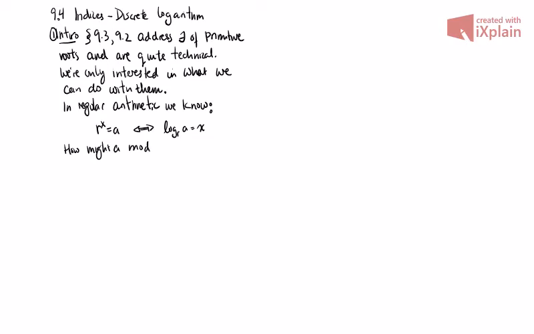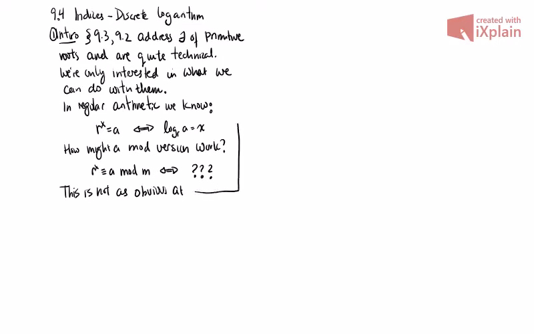If you wanted a modular arithmetic version, how might a mod version work? In other words, you might have something like r to the x is congruent to a mod m if and only if what? What goes on the right hand side that could be useful? It turns out this isn't quite as easy as in the non-modular case, so we need to look at some very specific cases and methods. This is not as obvious as this case right here, so we need to zoom in a bit.